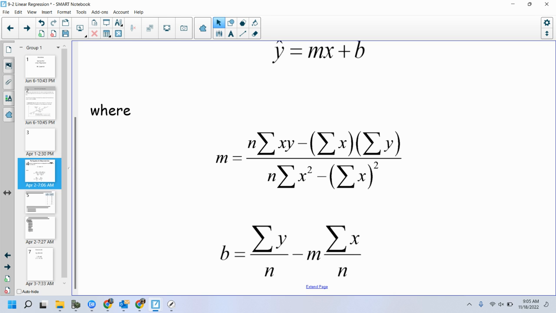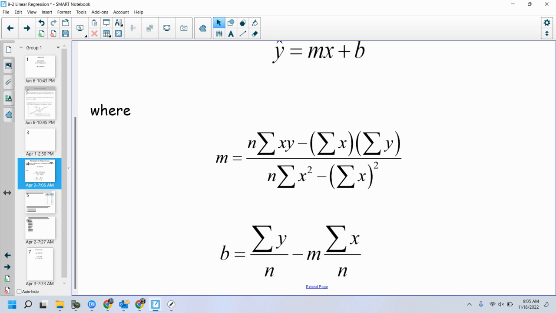But let's analyze what each piece is. So to find the slope, you take the amount of pieces of data you have and multiply that by the sum of all of your x times y's. You're pairing up x and y together, and you multiply them together, and then you add up that whole column, multiply by n.